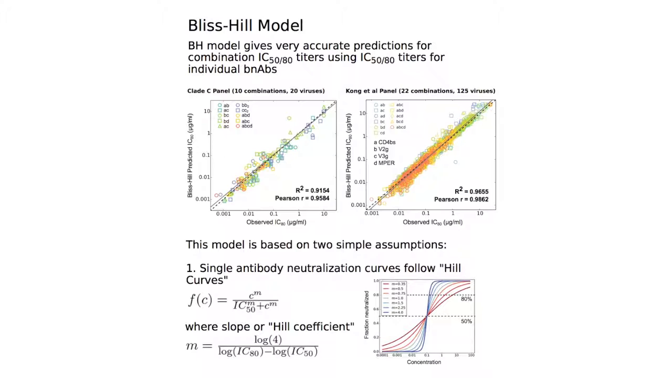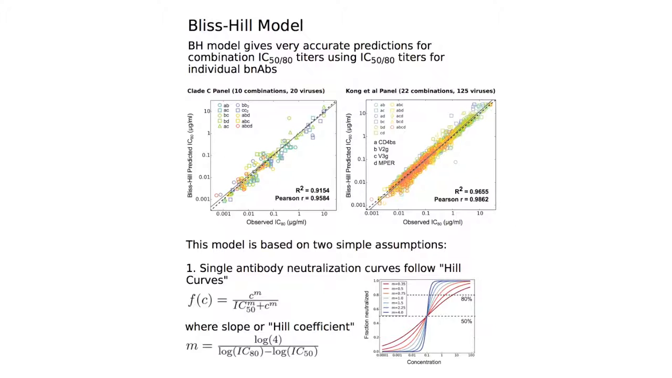2014 paper, which had 22 antibody combinations of 2, 3, and 4 BNABs tested against 125 viruses from a global panel. On the y-axis are the predicted IC80 titers for combination, and on the x-axis are the observed IC80 titers in both these panels. And we see very, very good agreement.